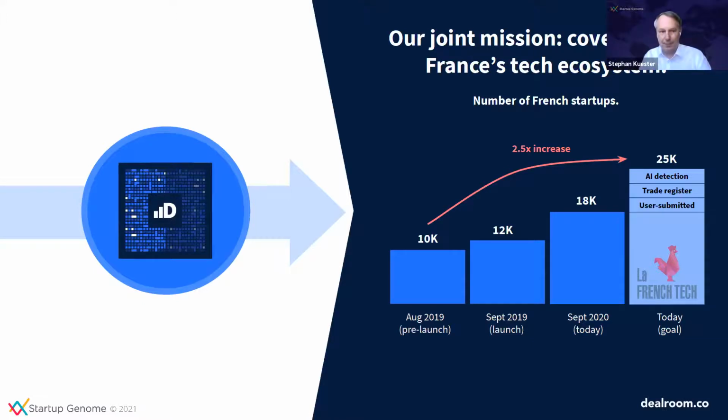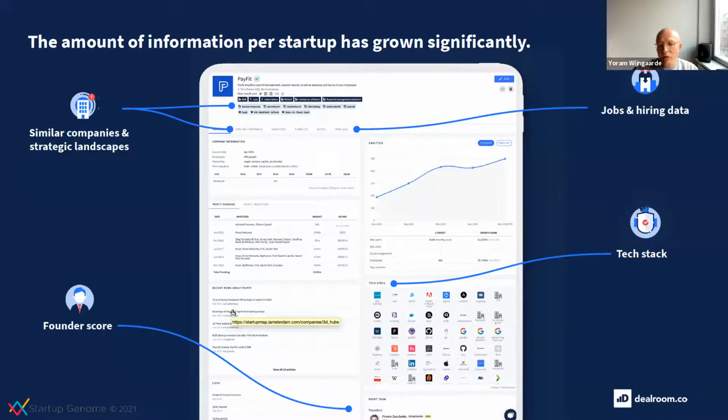And then the next slide shows the amount of data per startup has exploded. So we now have data on hiring, the actual number of employees at a company, but also how many job openings they have and which job openings, tech stack, and a lot of data about the founder team. Is it a diverse team or not? Do they have previous founder background, even an age estimate, you name it. So you can do a lot of interesting things with that. And also a lot of data about what the company does and what their competitive playing field looks like.